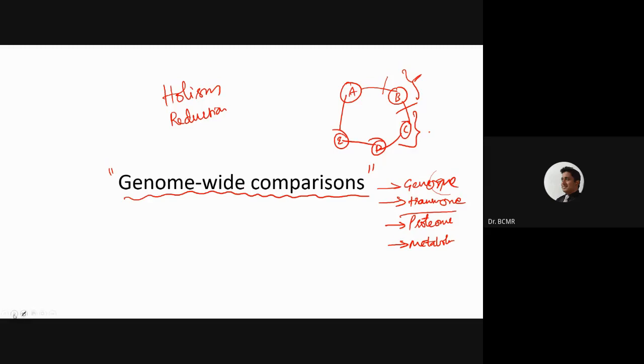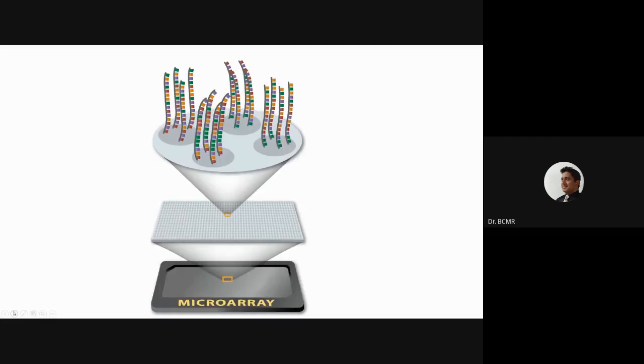So here everything is computational. You cannot see what is happening actually. There is a lot of dependence on computers. And now we have small chips which can measure many more things, such as whether a particular gene is present in a genome or not. So the microarray technology is something like this. This is the chip.